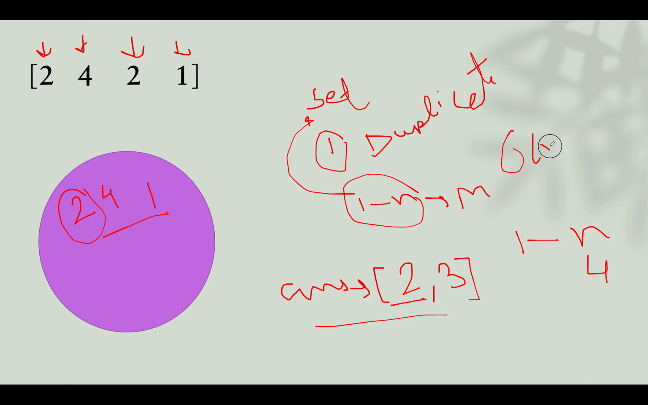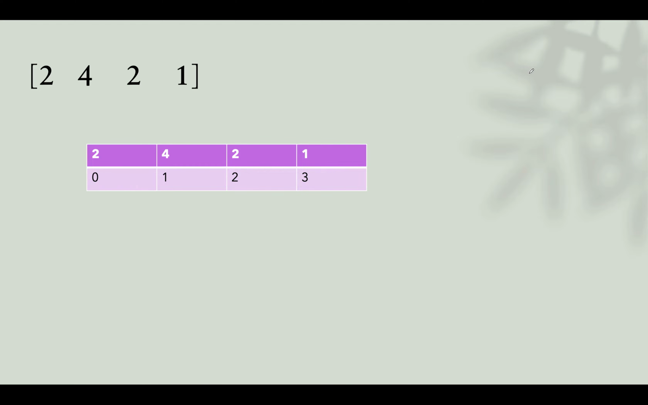Complexity would be order of n for time, and the space complexity again would be order of n, since you are storing all the elements in the set. So let's talk about something interesting now. The second approach. Can we do it without using sets? The answer is yes.